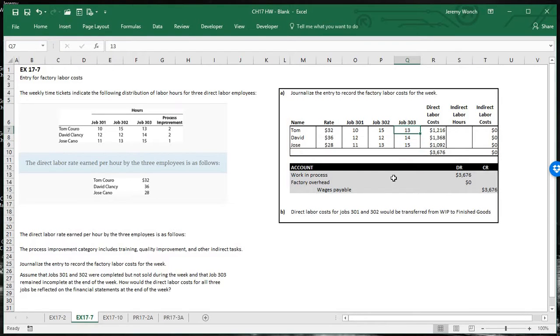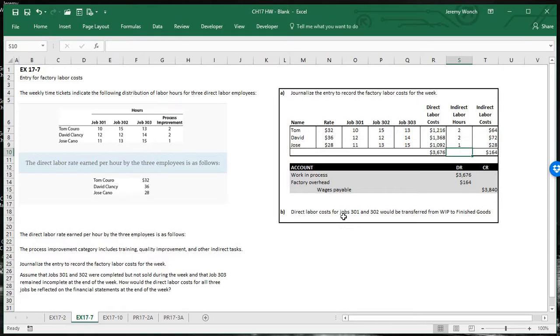So the formula over here is just grabbing the total hours that they worked on the jobs, multiplied times the rate, which gives us the direct labor cost. But it also says that they put in time doing process improvement. Process improvement isn't directly related to the job, so we need to separate that out, because that's going to go to factory overhead. They did 2, 2, and 1. And now we have the information to do our journal entry.